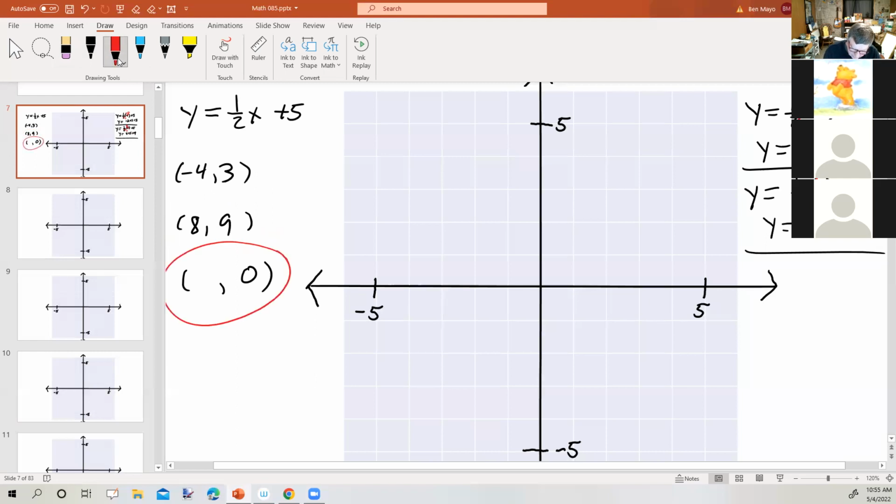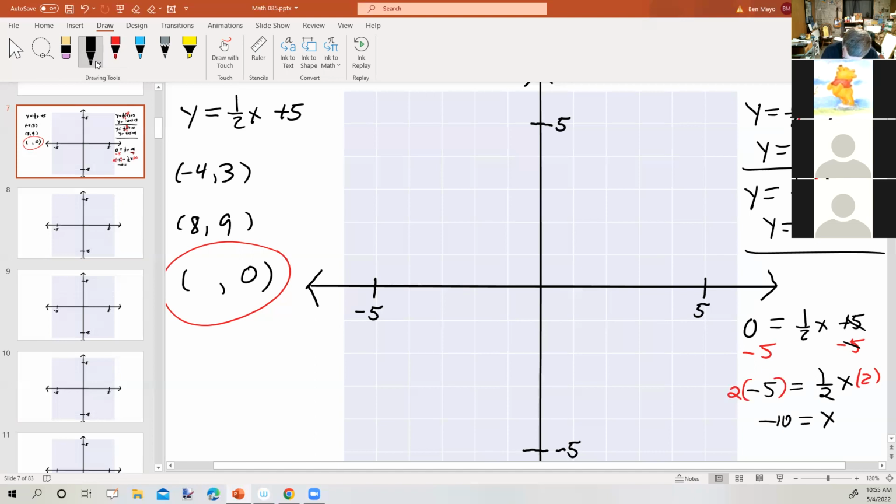Third ordered pair. Find x when y is 0. So we get 0 equals 1/2 x plus 5. We'll subtract 5 from both sides of the equation. -5 equals 1/2 x. Multiply both sides of the equation by 2, or 2 over 1. We get -10 equals x.